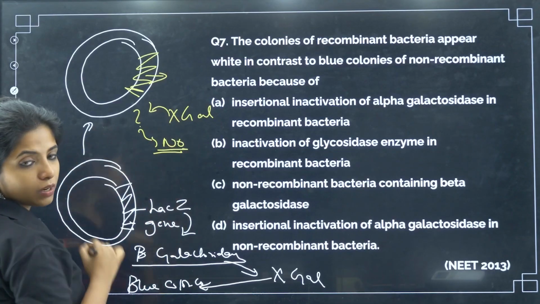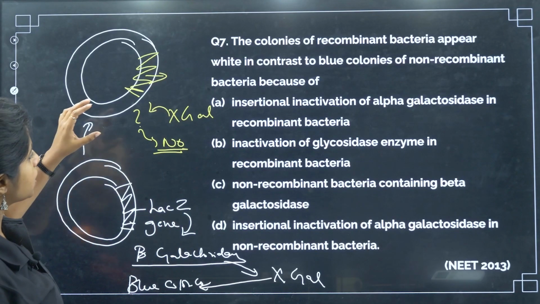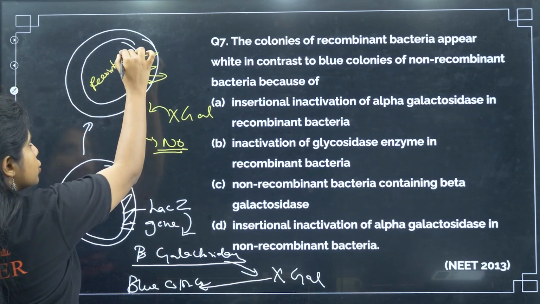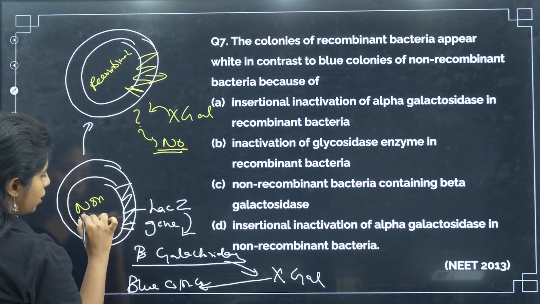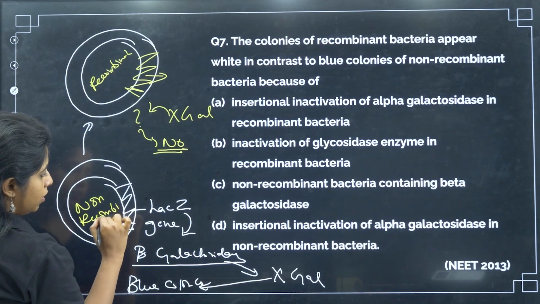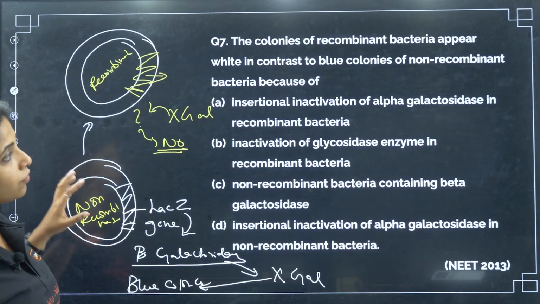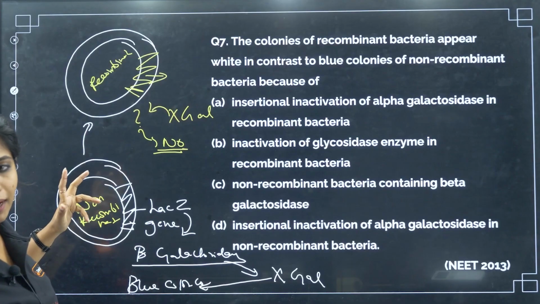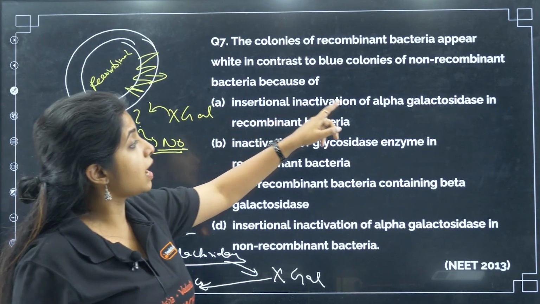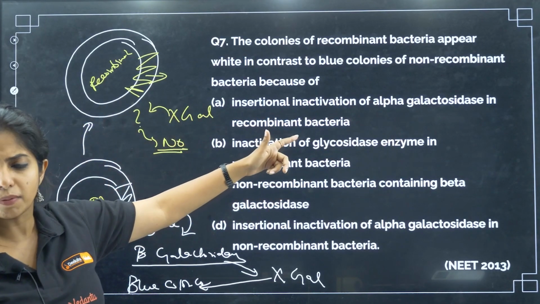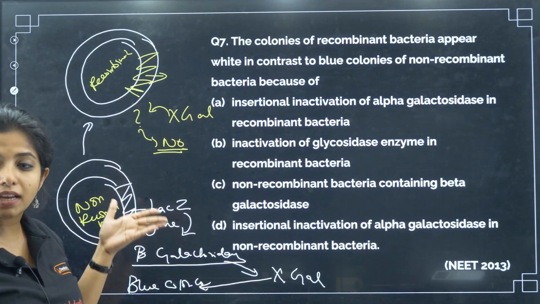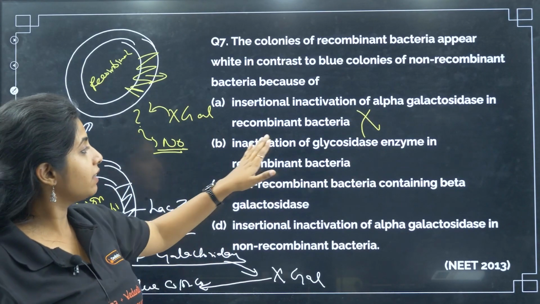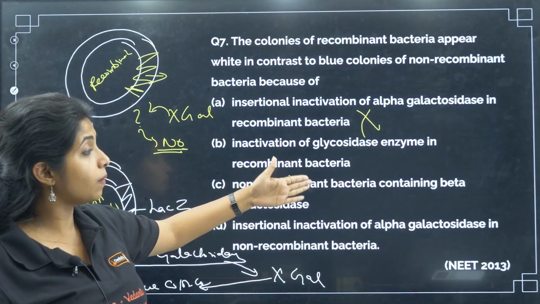There is no enzyme to bring out any changes. You get it? So basically, the recombinant has the new combination, and this is a non-recombinant that we have. Now tell me, the colonies of recombinant bacteria appear white in contrast to blue colonies of non-recombinant bacteria because of insertional inactivation of alpha galactosidase in the recombinant bacteria. Do you think any alpha galactosidase is getting inactivated? No. Inactivation of glycosidase enzyme in the recombinant bacteria.